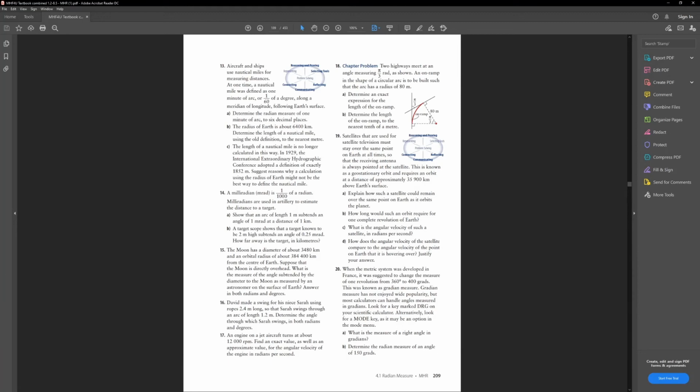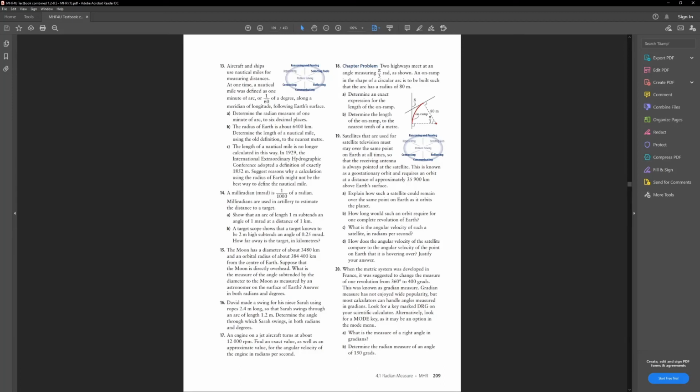For B, it's asking how long would such an orbit require for one complete revolution of Earth? So again, this is really simple. Let's think. The Earth is rotating all the time, and that's how we get our 24-hour clock. So with 24 hours, we rotated once, therefore such an orbit should also take 24 hours to rotate.